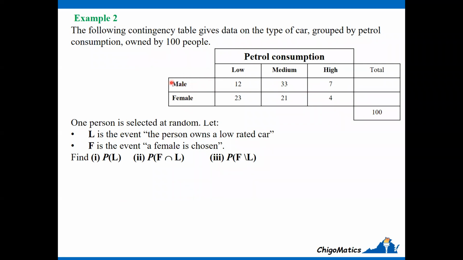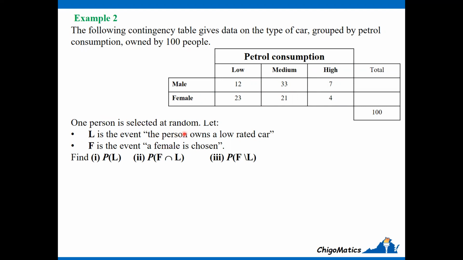So if you are to check of the 100 people, how many males do I have? You add 12 plus 33 plus 7. How many females within the 100 people? You add 23 plus 21 plus 4. That is important. Then how many cars have low consumption, medium consumption, high consumption? Low, you add these two. High, you add these two. Medium, you add these two. Okay? So what it means, when you look at this contingency table, we have 5 categorical variables, isn't it? Male, female, low, medium, and high, right?